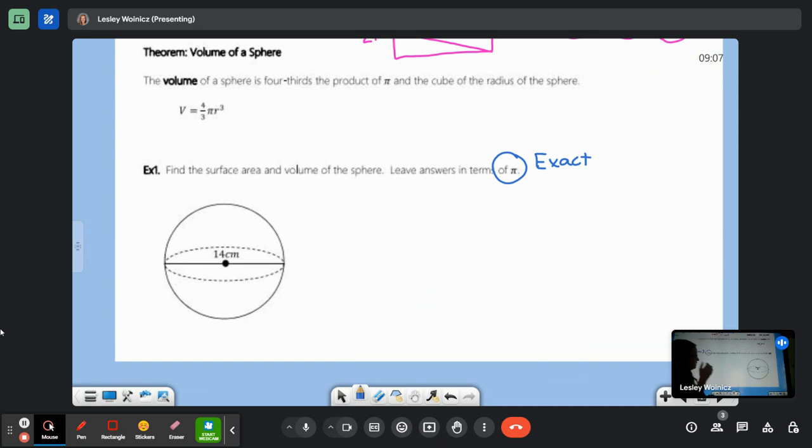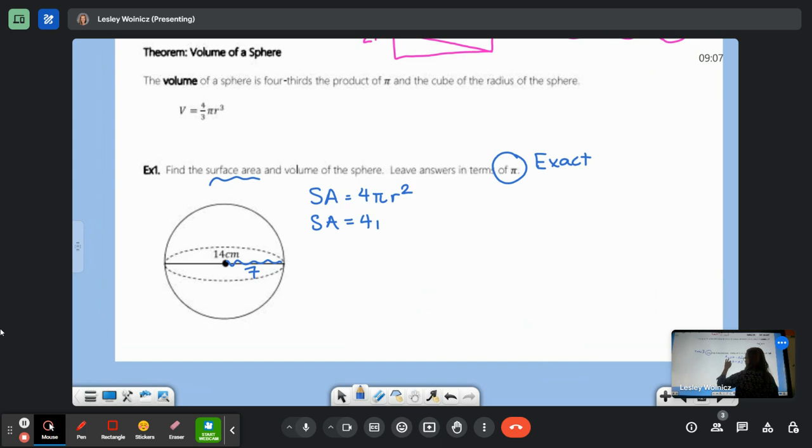Okay, so let's start with the surface area. So what is the formula for the surface area of a sphere? 4 pi r squared. Okay, so we're just going to plug in the stuff we know. What's the radius? 7. Good. That's basically all we have to plug in. Isn't this great already?